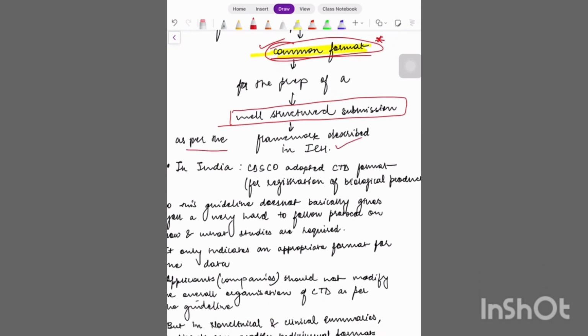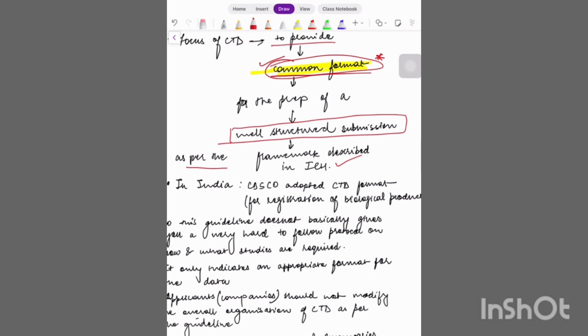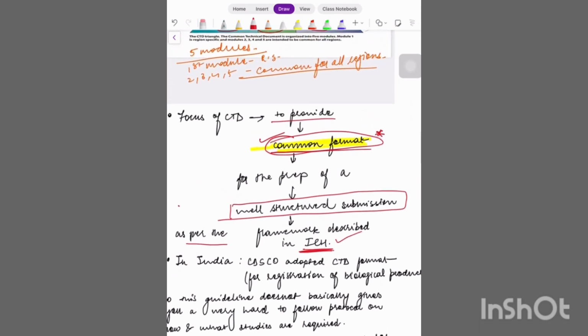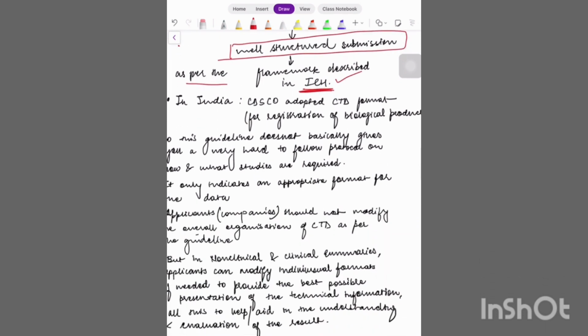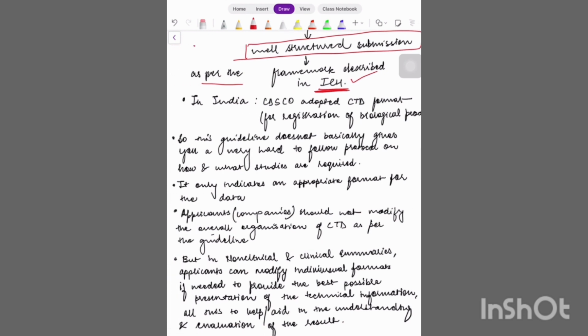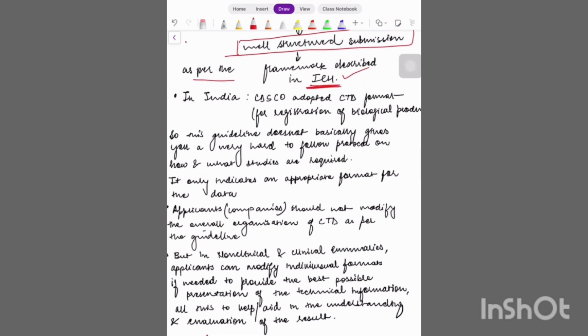So well structured submission was not decided by each country, like India deciding what is well structured according to India. They didn't give each country that kind of freedom; a well structured submission was as per the framework described in the ICH. So, to provide the common format. In India, CDSCO adopted CTD format for registration of biological products in the year 2009.